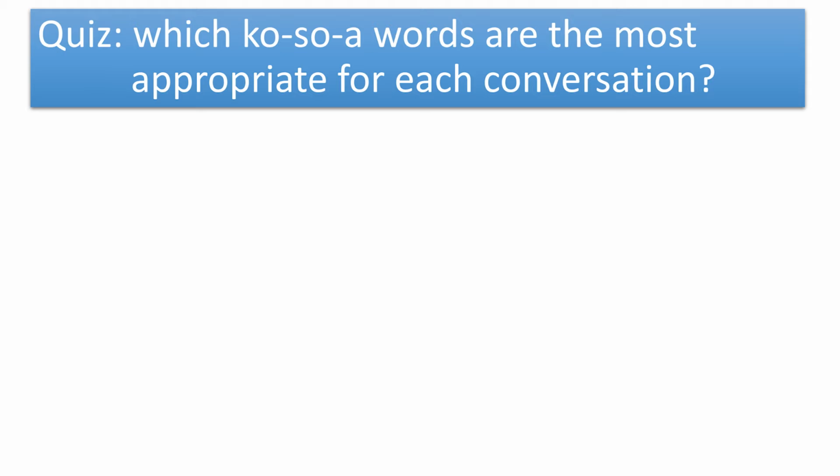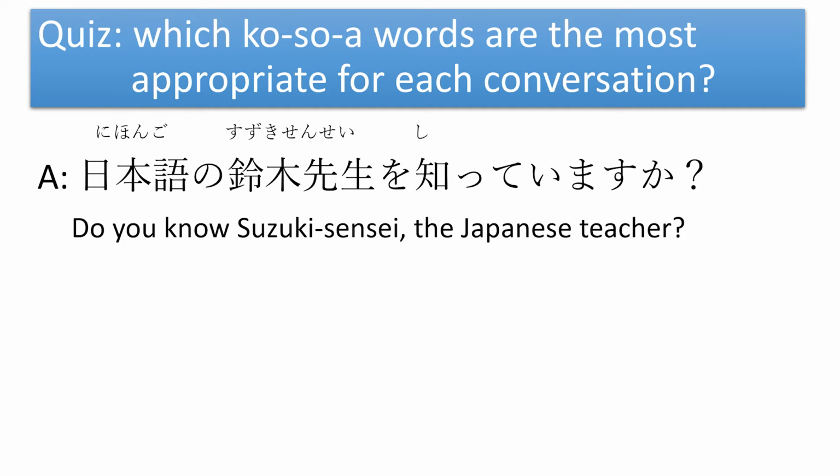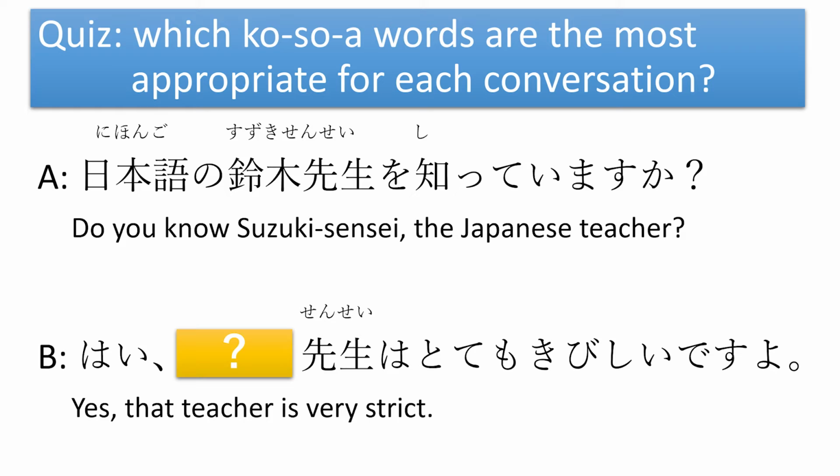Can you guess which ko, so, a words are the best for each conversation? First, 日本語の鈴木先生を知っていますか？はい。あの先生はとても厳しいですよ。Obviously, A and B are familiar with 日本語の鈴木先生. In this example, あの or その are the answers.